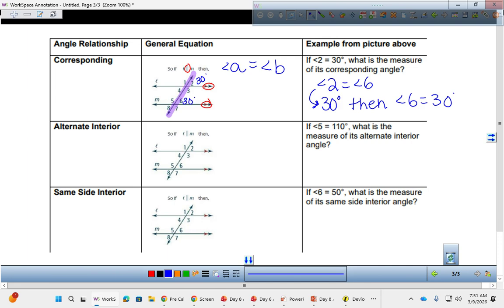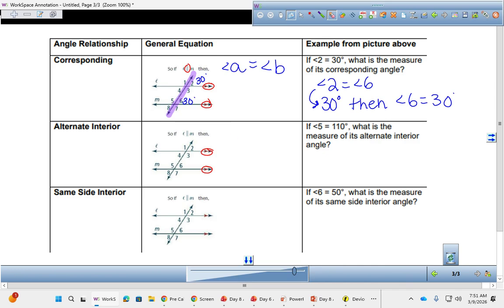Corresponding angles are equal when lines are parallel. If lines aren't parallel, that's not true. So you have to have that symbol for parallel. So here we go. We've got the symbol for parallel again. So what's true about alternate interior angles? Alternate interior angles are also congruent. So angle A is equal to angle B again.